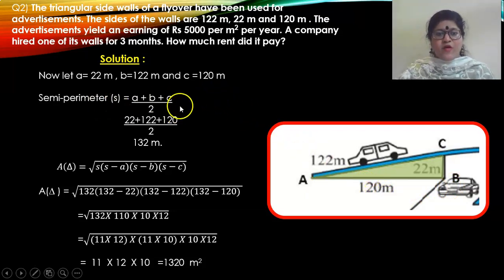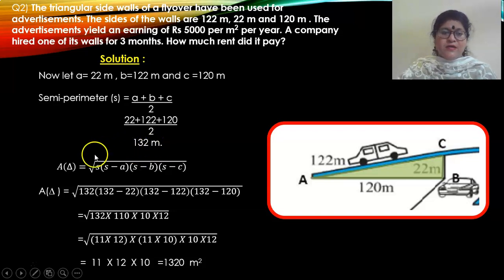Use the semi perimeter formula and we get the answer as 132 meter. This semi perimeter, apply it in Heron's formula here, substitute the values. So once you substitute the values, this is what you get: 132 into 110 into 10 into 12. I mentioned this before, do not multiply these numbers, split it up. Now the clue is in this step itself.